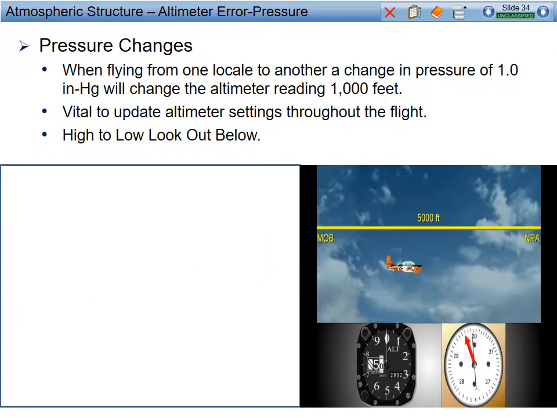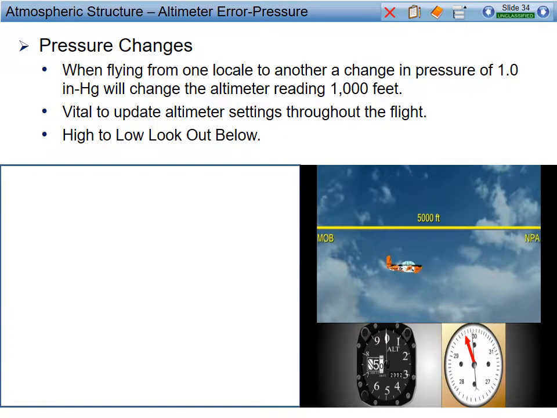When we fly from one area to another, we rarely see the pressure remain exactly the same. Therefore, we need to update our altimeter setting routinely throughout the flight, or as we travel from one location to another, or throughout the day as the pressure changes. Otherwise, we may continue to fly a set indicated altitude, but be flying at a different true altitude, meaning our actual distance above sea level and above the ground or terrain beneath us is different. We use the ditties "high to low, look out below" or "low to high, plenty of sky" to describe how our true altitude changes when we change pressure.